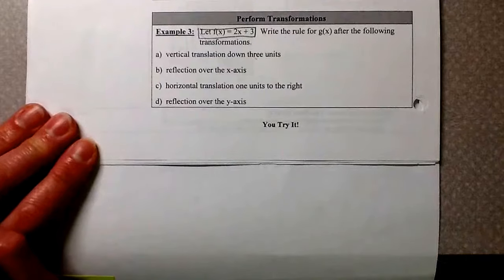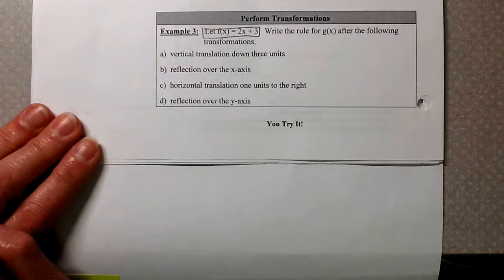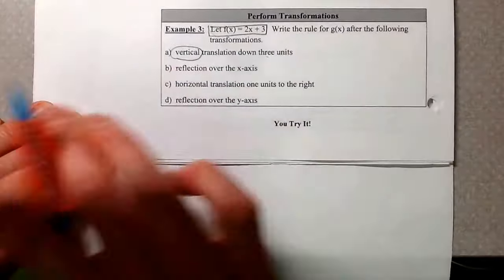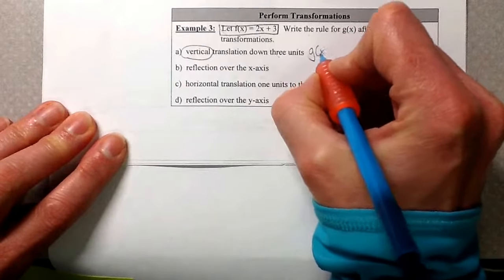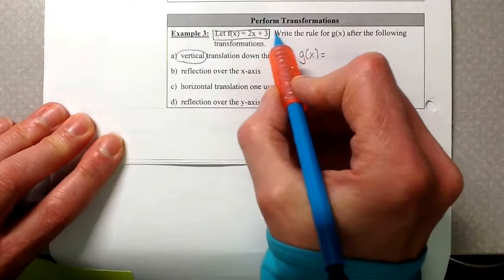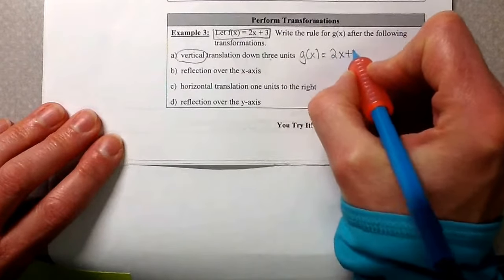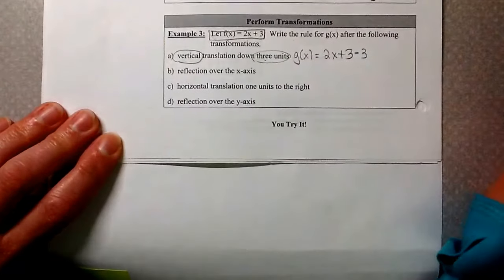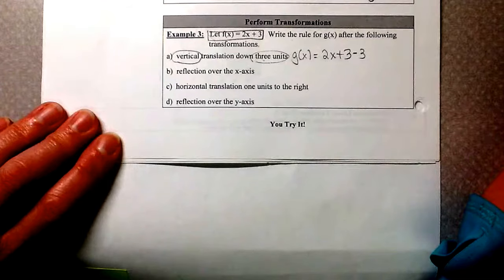Okay, so remember, location, location, location. Wherever you put the transformation depends on whether it's vertical or horizontal. So here I see vertical. Vertical means it does not go in the horizontal house. So I start out by writing g(x) because I know it's a transformation, and I can just tack a vertical translation right onto the end. So this is going to be g(x) = 2x + 3, and I want to go down 3, so I'm just going to subtract 3. With vertical translations, what you see is what you get.